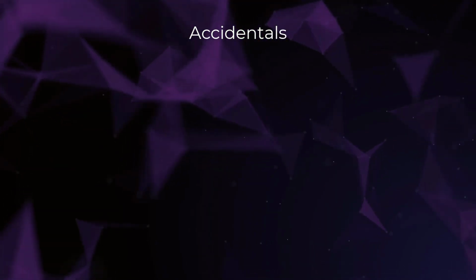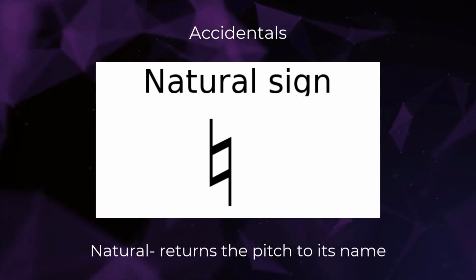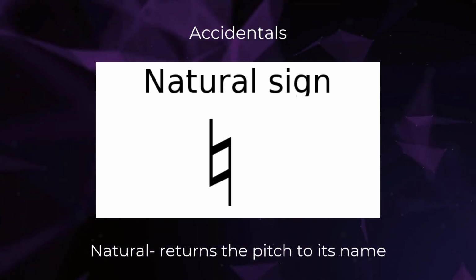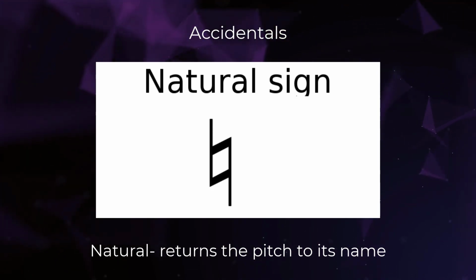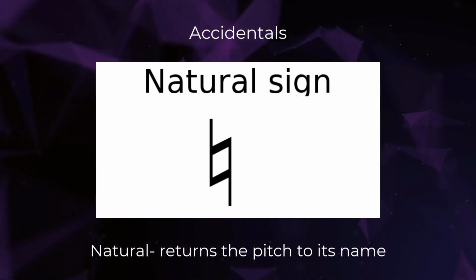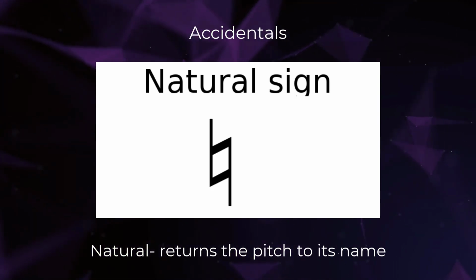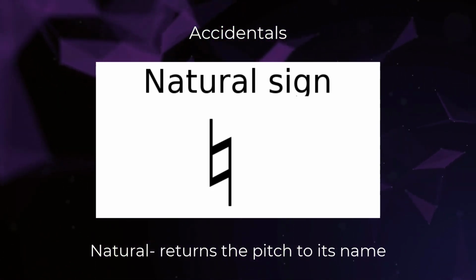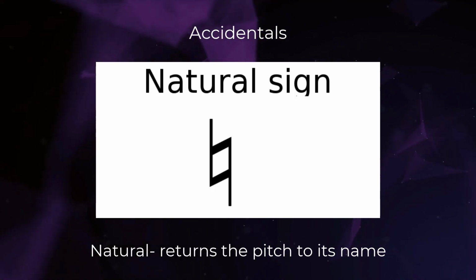The final accidental is trickier and is known as a natural. A natural returns the pitch to its original name. So, if we are starting with an A flat, a natural sign raises the pitch 1/2 step to A natural. Likewise, if we start with an A sharp, a natural lowers the pitch by 1/2 step, also to A natural.